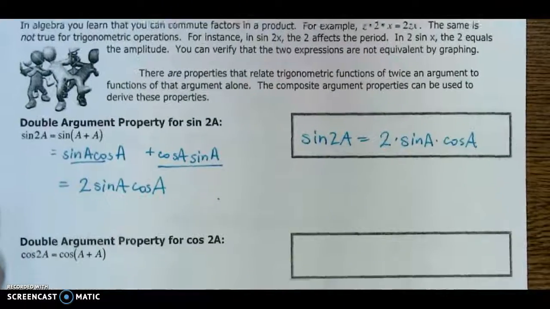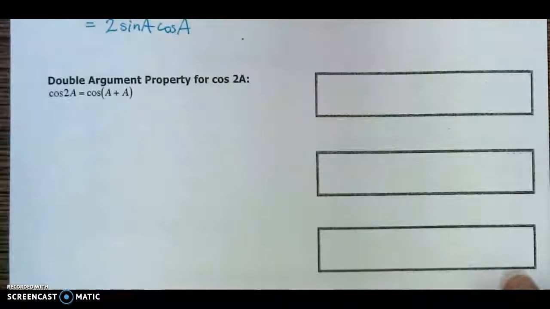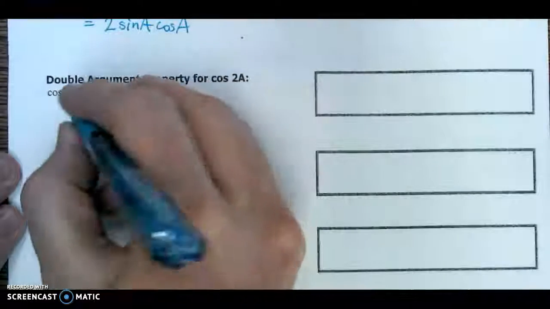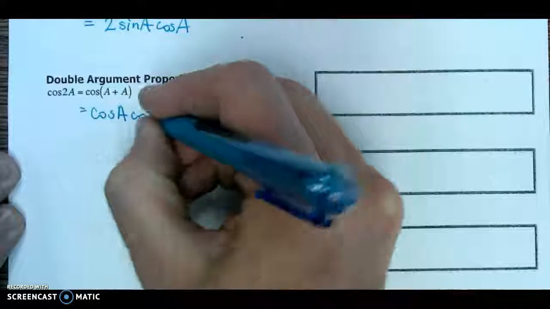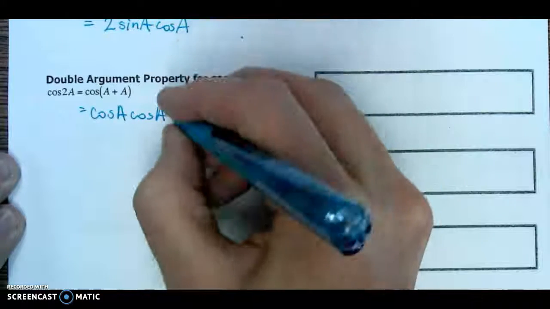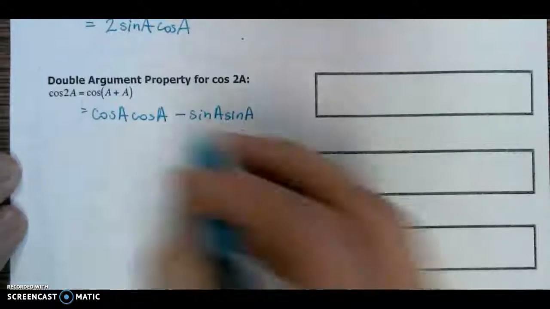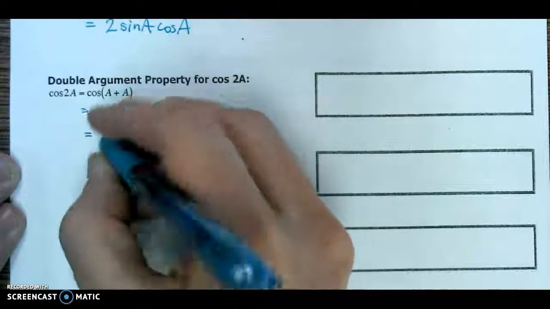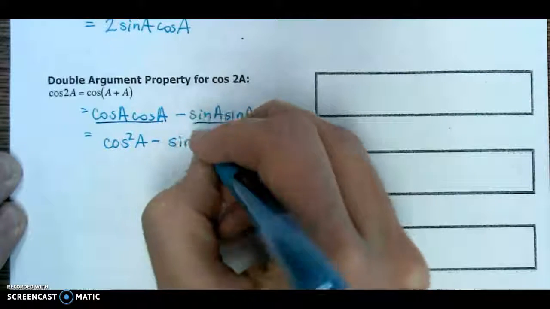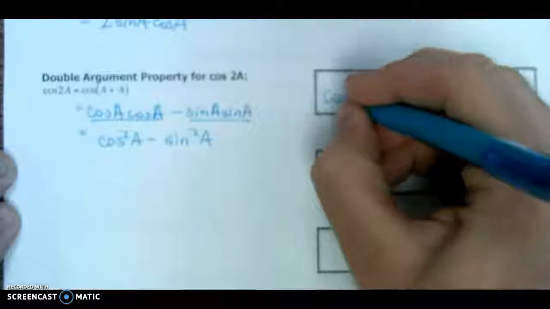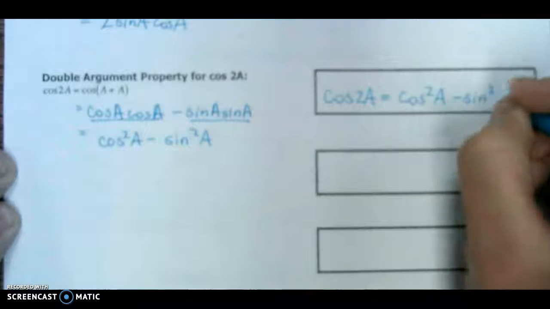Now let's do the same thing for cosine, but what's going to happen is we're going to end up getting 3 different properties for cosine. Sine has 1, cosine has 3. So I've got cosine a plus a, and we're going to look up our composite property for cosine, which says cosine a, cosine b, but our b is a, and then minus sine a, sine b, which is a. And now these are not like terms. However, we're multiplying 2 cosines, so that'll be cosine squared. And we're multiplying 2 sines, so that'll be sine squared. So that's our first property. Cosine of double A equals cosine squared of single a minus sine squared single a.